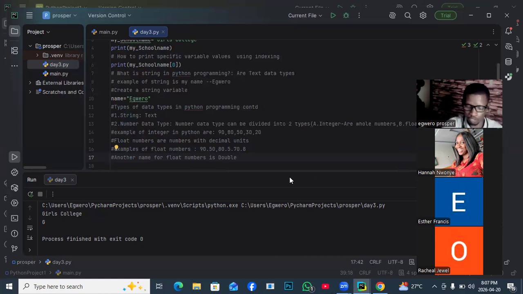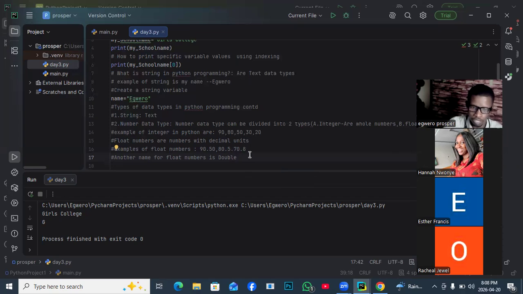Okay, so let me assume you don't understand. It's double because it has two whole numbers divided with a decimal point. Good. Perfect. That is just the reason.